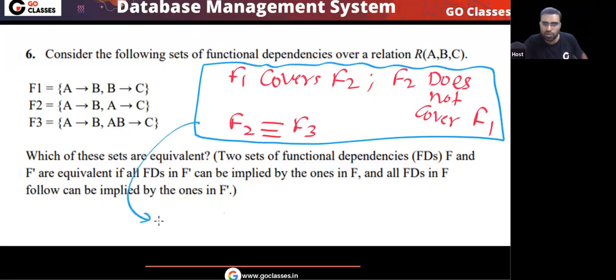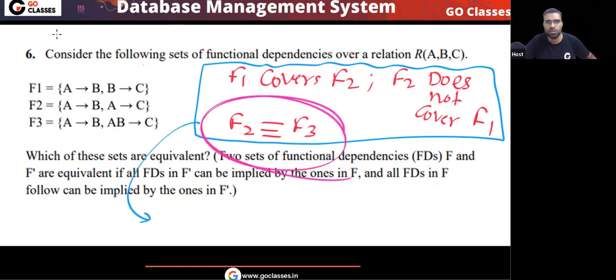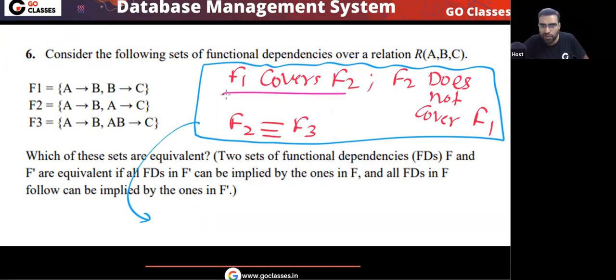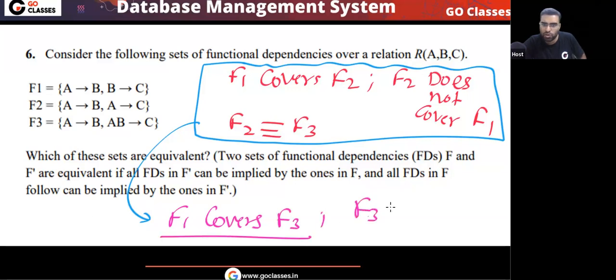Yes, they also will be not equivalent. See, because F3 is equivalent to F2, they are basically same. So F1 covers F2, so F1 covers F3 also. And F3 does not cover F1. Is this clear? Simple, right? You don't have to solve this F1, F3. You can easily see F1 covers F3. F3 does not cover F1. Okay, very simple.